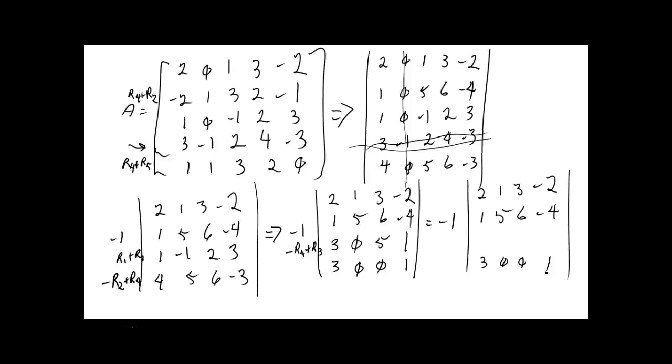What's our new row 3? 0, 0, 5, 0. Okay, I think I'm ready to rumble.